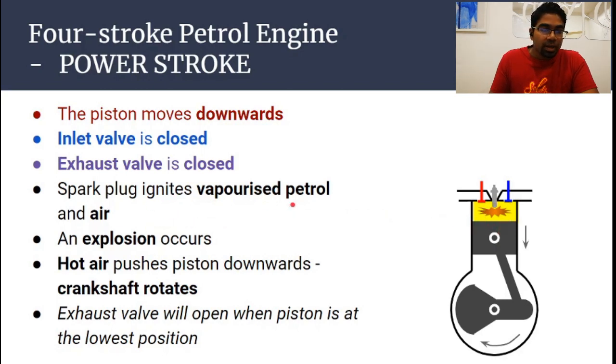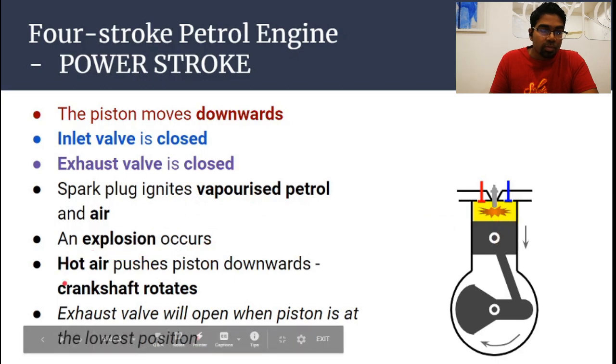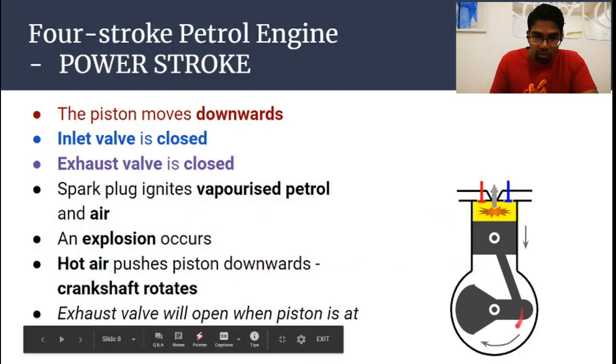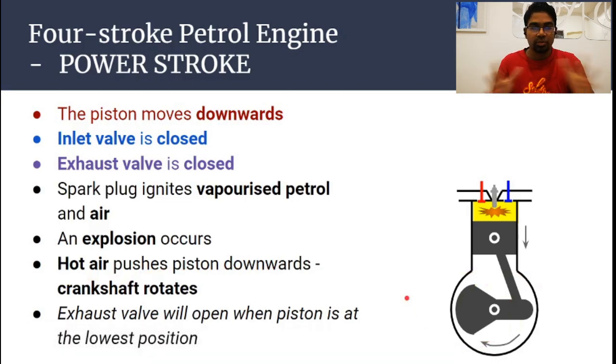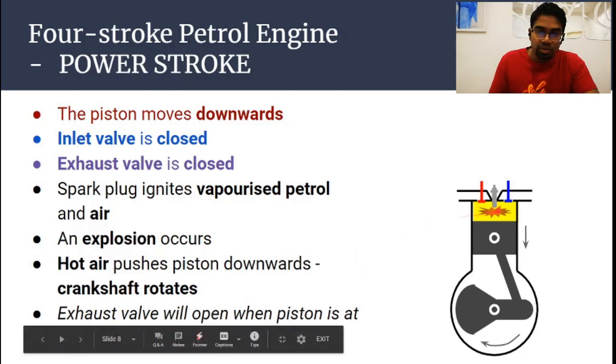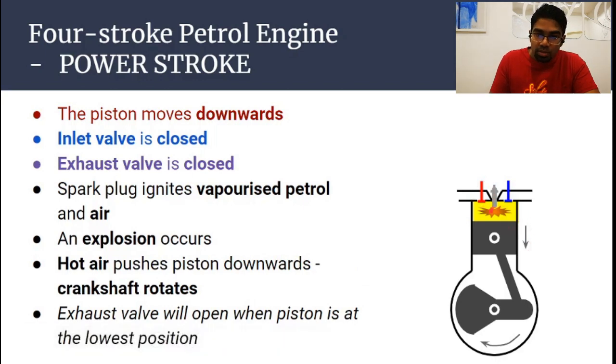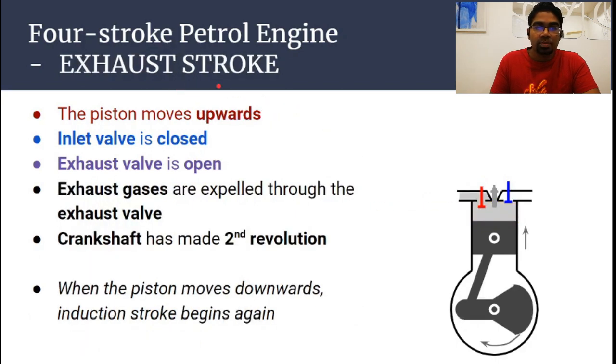So the spark plug ignites the mixture, explosion occurs, the hot air pushes the piston downwards, and this will cause the crankshaft to rotate. So this is the power stroke. The power stroke is where the explosion happens, okay, where the petrol is actually ignited. At the end of it, the exhaust valve is going to open when the piston is at the lowest position. So once it is ignited, all the petrol has already been combusted. Now we have exhaust gas inside the combustion chamber. Okay, it's already been combusted. Now we have exhaust gas. That's where we go to the exhaust stroke.